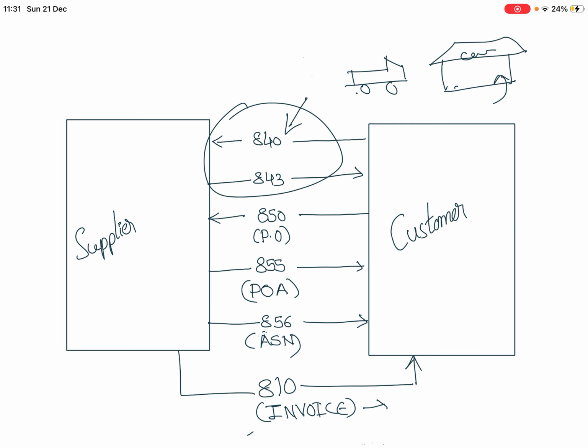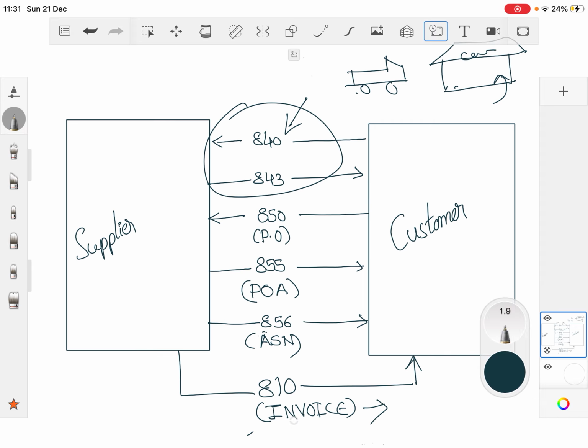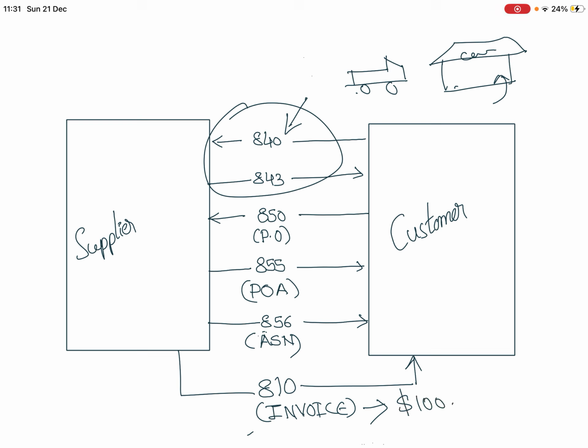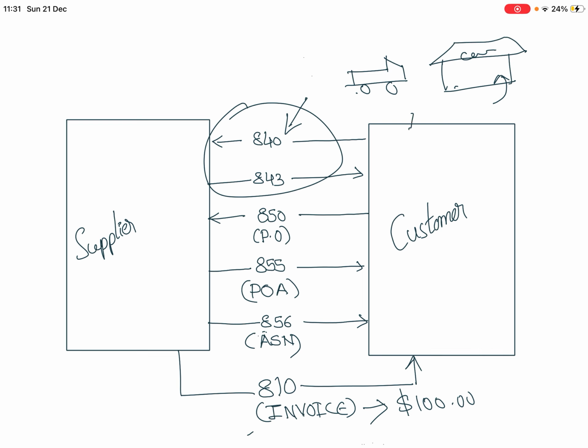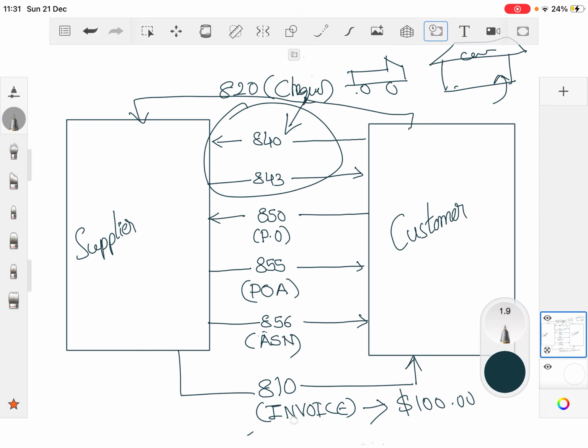What this invoice will have is the overall cost of the PO, let's say some $100, the price of each item, unit of measure, and whatever information is needed for the customer to process that 810 in their system. It will have all the banking information and all that. Once the customer has this 810, the customer will send back an 820. This is like a check, a payment advice, sent back to the supplier.